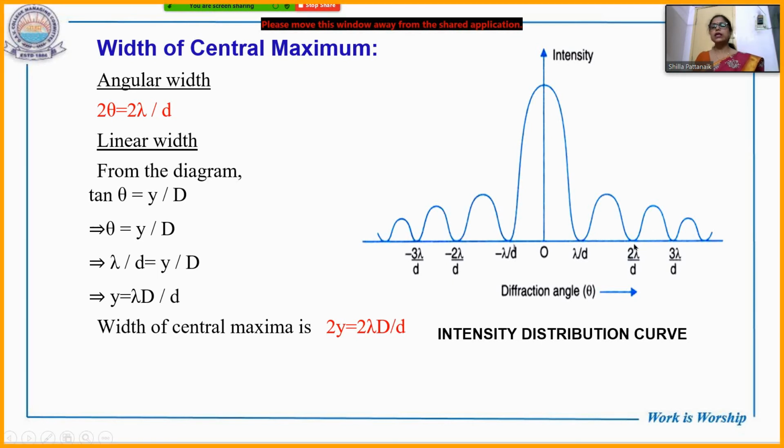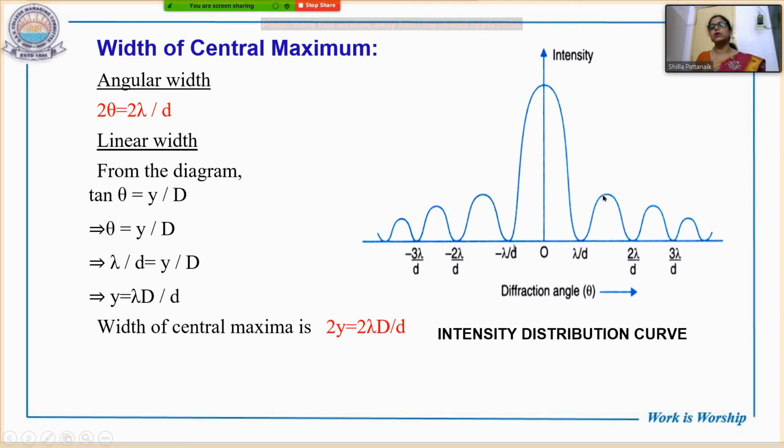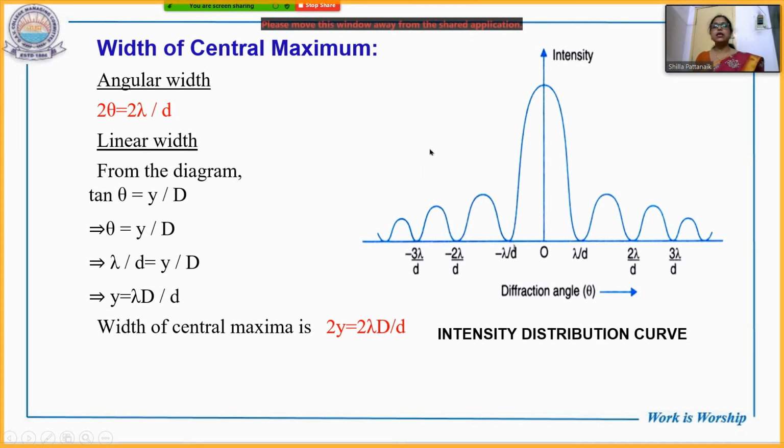The next secondary minima you are getting at this position, and in between you are getting secondary maxima. This is the central one. And what about the intensity? The intensity is less than the central maxima. All of you can observe, this one is still less, this one is still less. You are getting bright fringes of decreasing intensity in a diffraction pattern. The central will have maximum intensity. Clear, students?